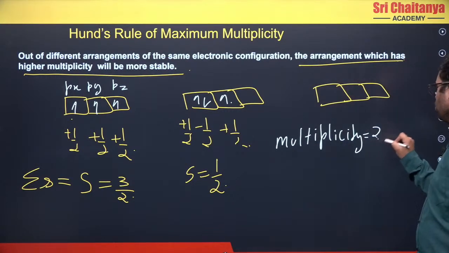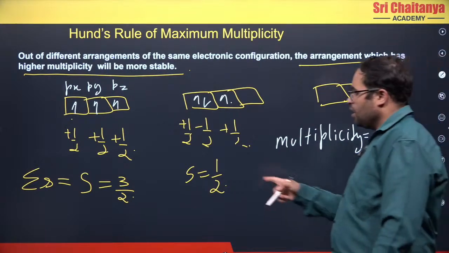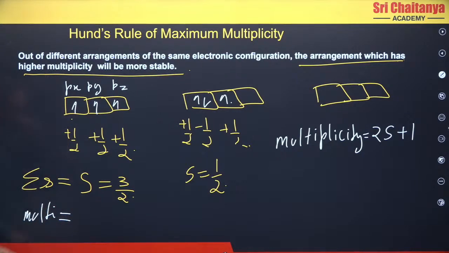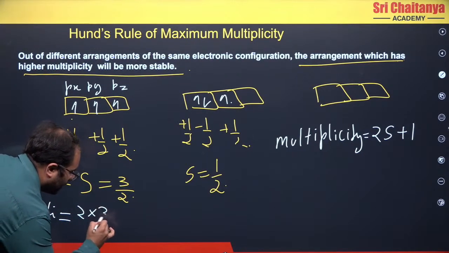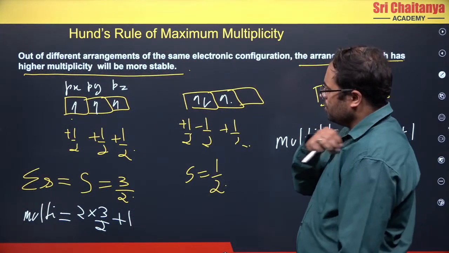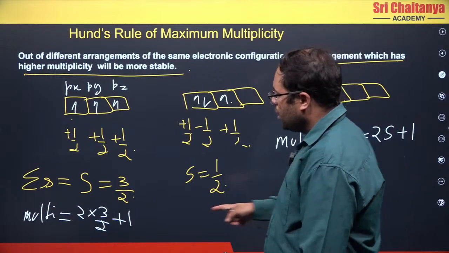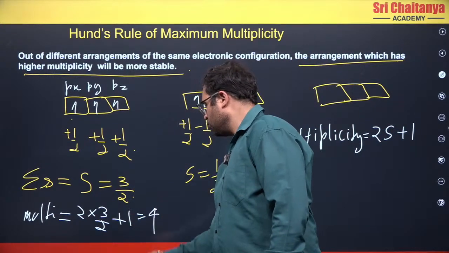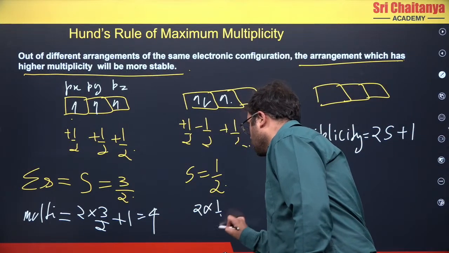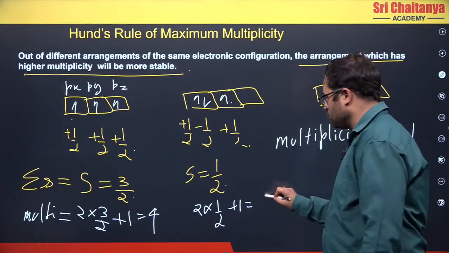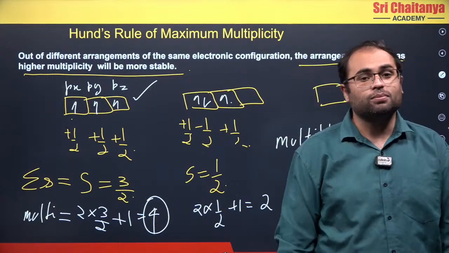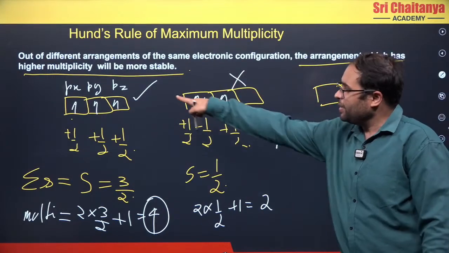Multiplicity is 2S plus 1. So in the first case, if I talk about the multiplicity, how much will it be? 2 multiplied by 3/2 plus 1, right? How much will it be? 4. Here the multiplicity will be 2 into 1/2 plus 1. How much? 2. Which has a higher multiplicity? This situation. So this situation is most stable, and this will not happen, this will happen.